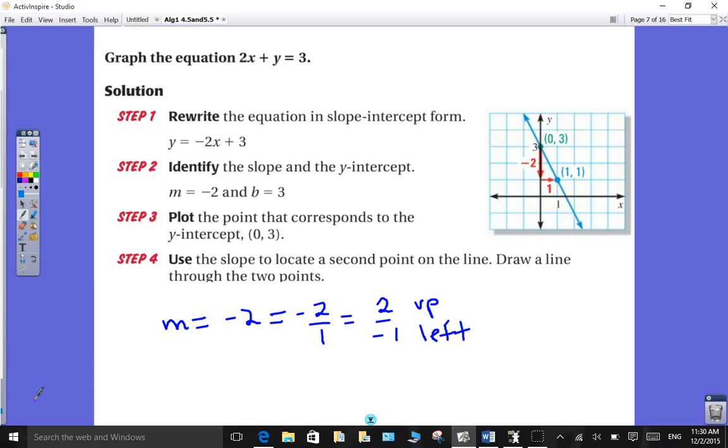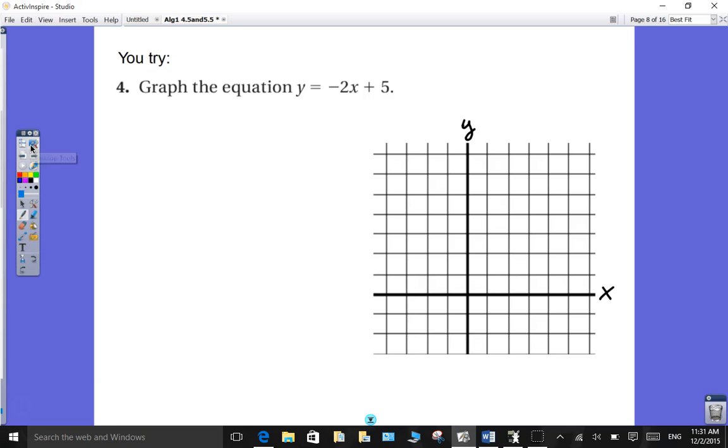Okay. So remember how we did this one. If you have it in slope-intercept form, step 1 is plot the y-intercept. Step 2 is use the slope to find another point on the line, connect the 2 points. So, you try it. Graph that.